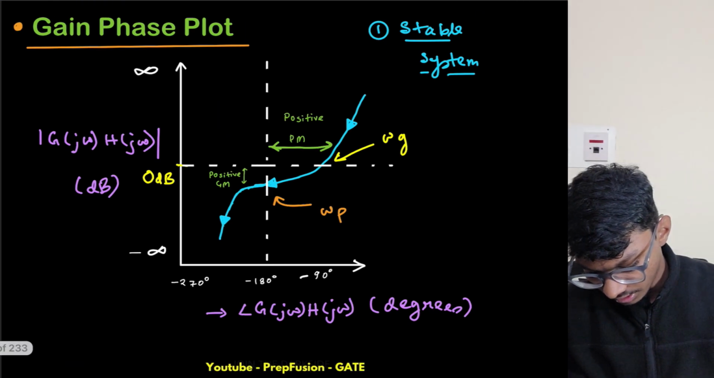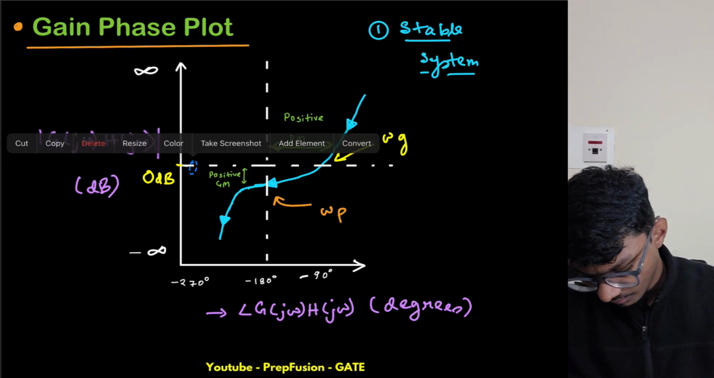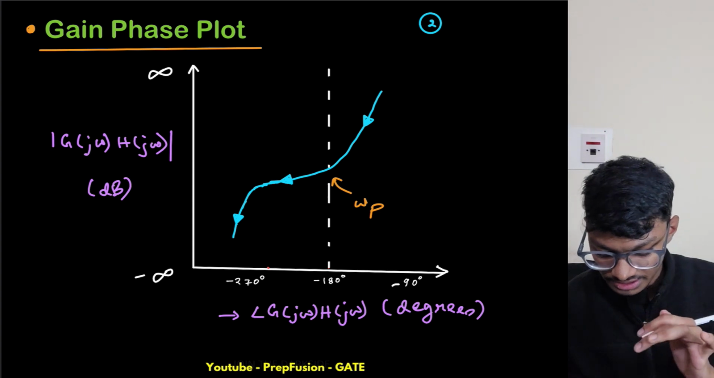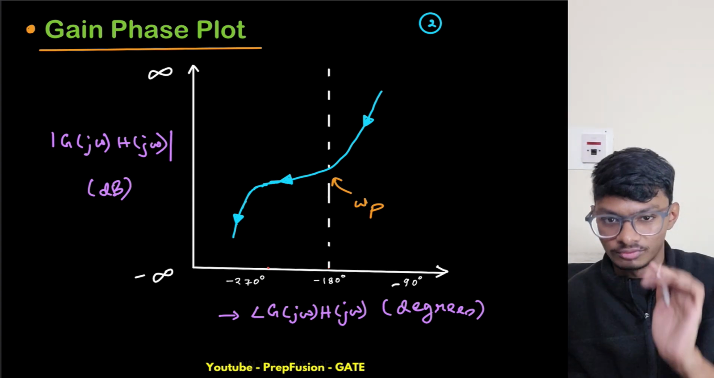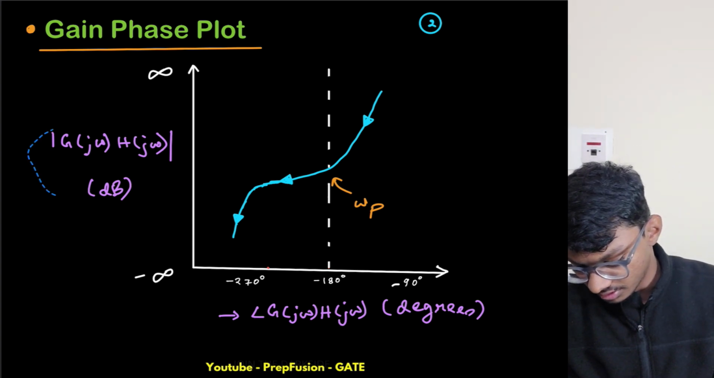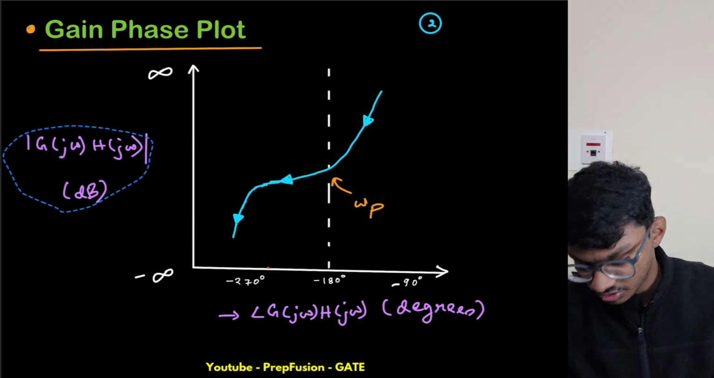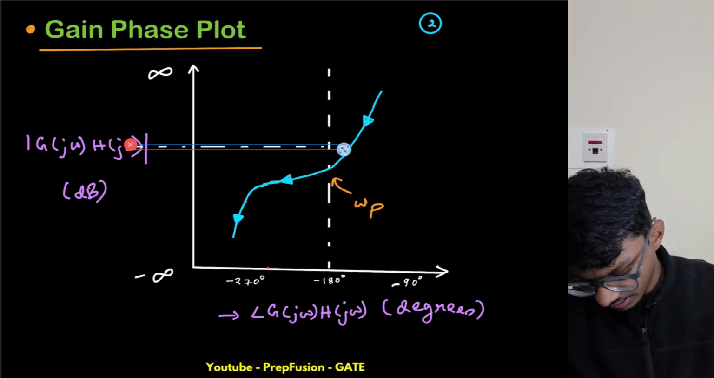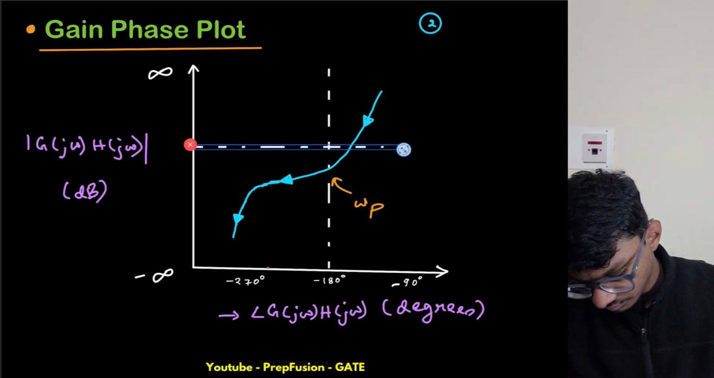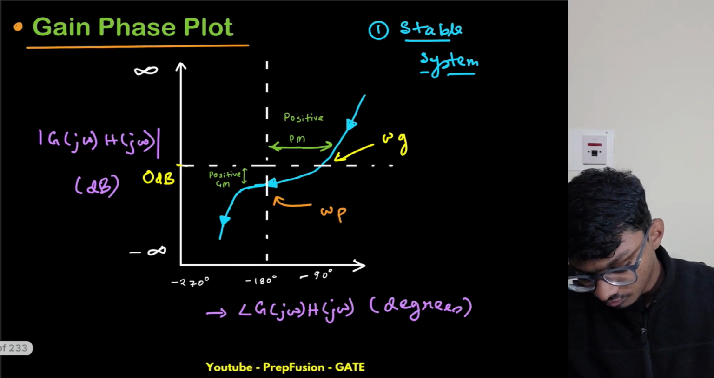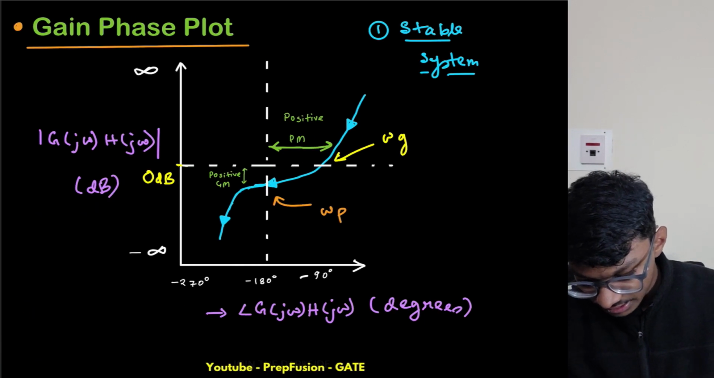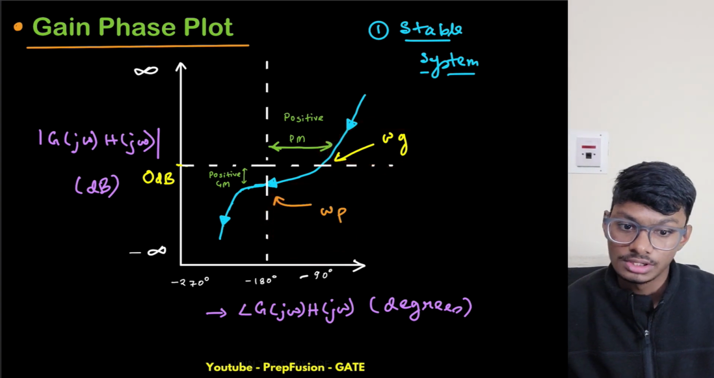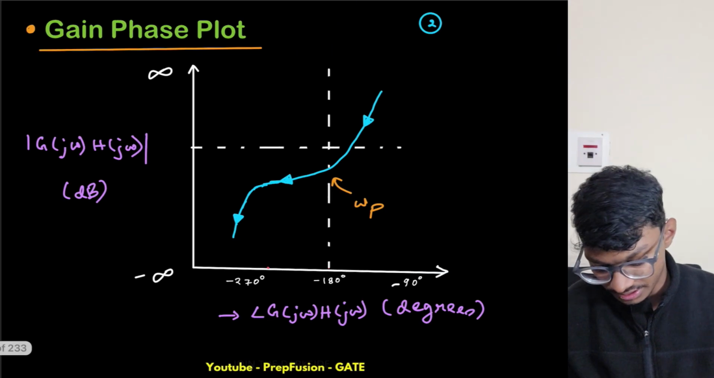So again, I will copy this one. And again, I will just assume this time that I put my 0 dB a bit higher. Why? I will make you understand. Just to do one thing. So this time, let's say my 0 dB is a bit higher. Here, one more thing you notice is that my gain crossover frequency comes before my phase crossover frequency. That is a very important point to notice here.